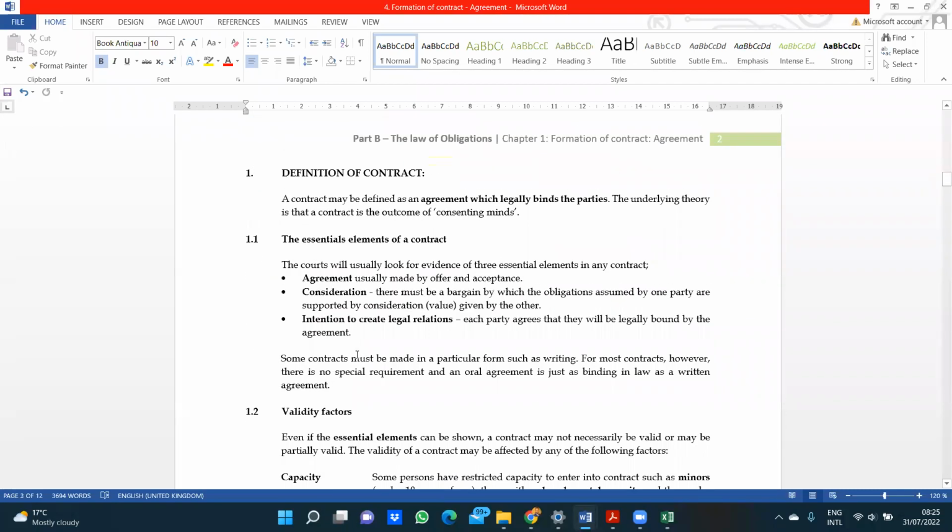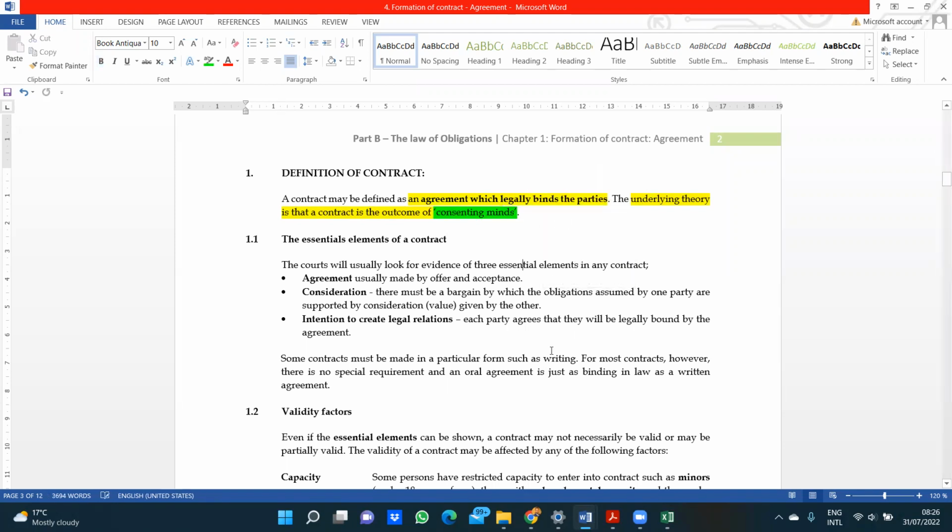First of all, the definition of contract. A contract may be defined as an agreement which legally binds the parties. When I enter a contract with someone, I am legally bound to him under the terms and conditions of the contract. The underlying theory is that a contract is the outcome of consenting minds. Consenting minds. This is a very important point.